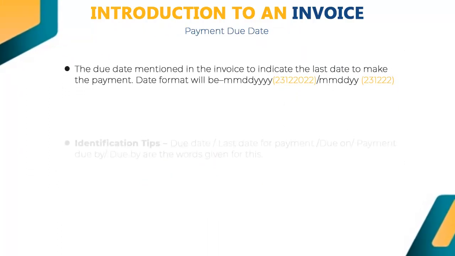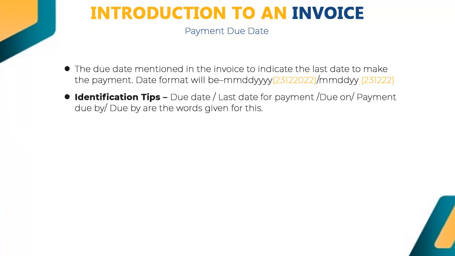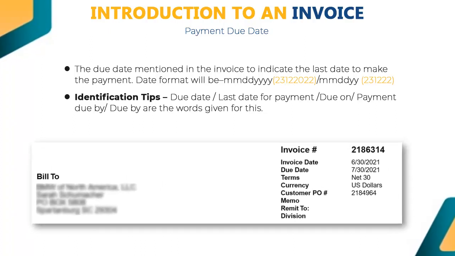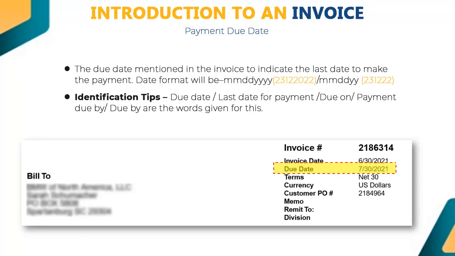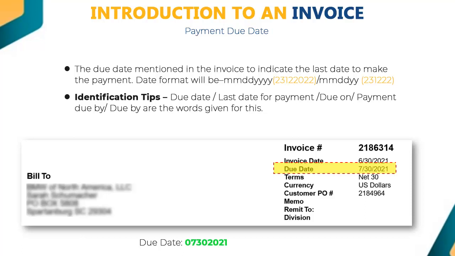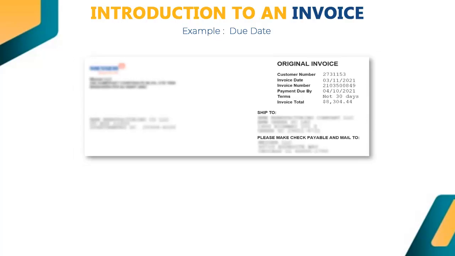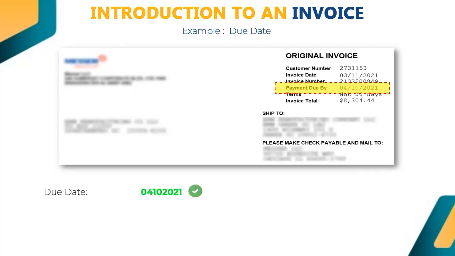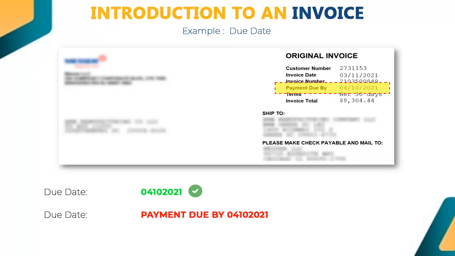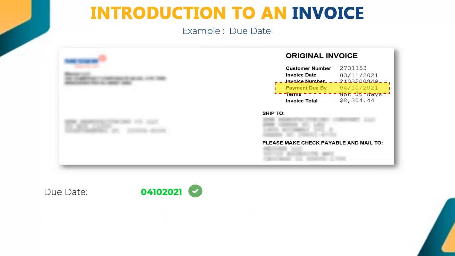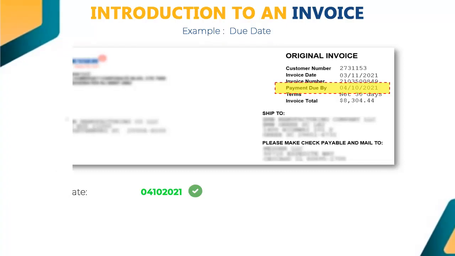The due date mentioned in the invoice indicates the last date to make the payment. Identification tips: due date or last date for payment or due on or payment due by are the words given for this. Date format will be MMDDYYYY or MMDDYY, so in this example key 07302021. Key only the date, 04102021 for this example. Do not key the words payment due by. If the word payment due or due date is already populated, then remove the words payment due or due date.